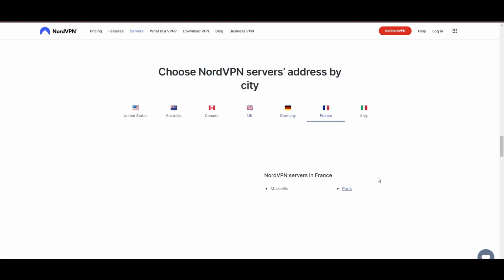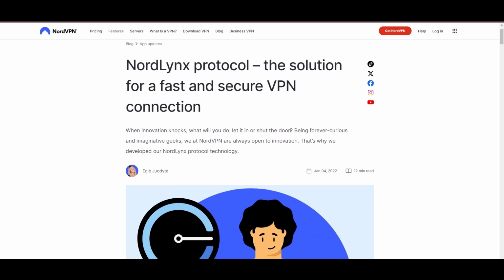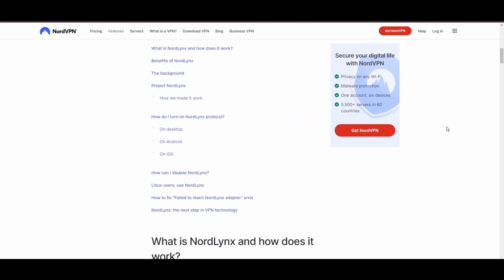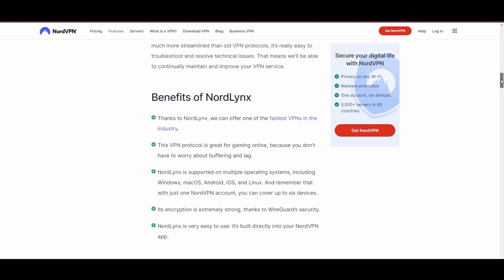NordVPN is distinguished by its use of NordLynx, a superior version of the WireGuard protocol, designed to provide unmatched speed and security. This means you can enjoy a smooth experience on Reyee Router with confidence in the robust encryption of your data.